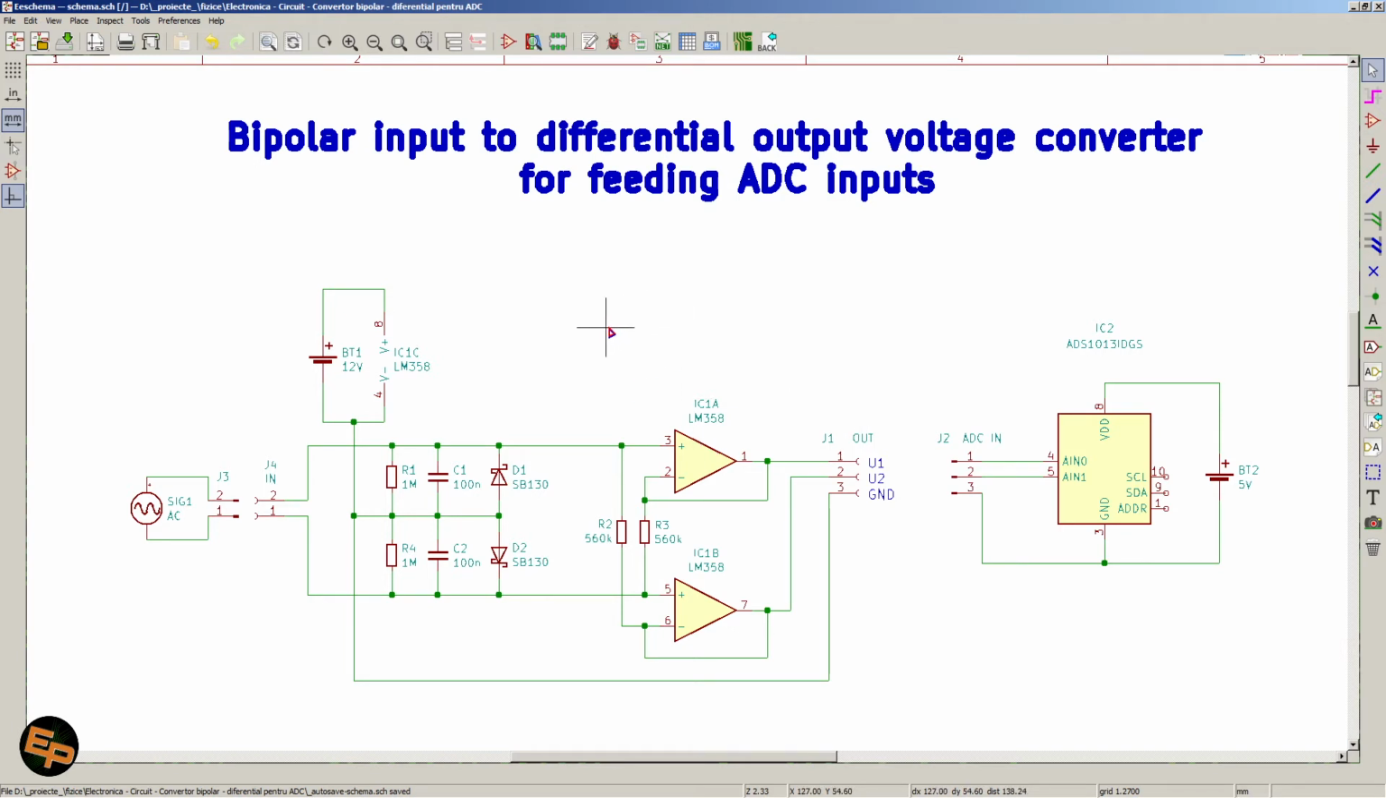But on the input and also around the op amps, I felt the need to put some more components. Okay, so I saw the need of putting these relatively high resistors, 560 kilo ohms, in my case, but it's not a critical value. You can put smaller ones or bigger ones.